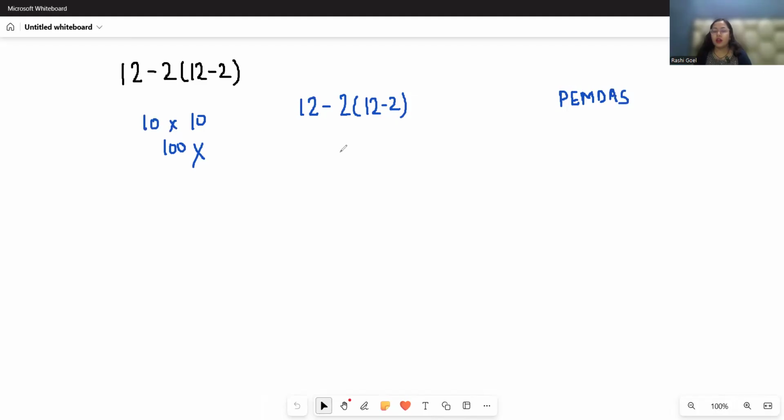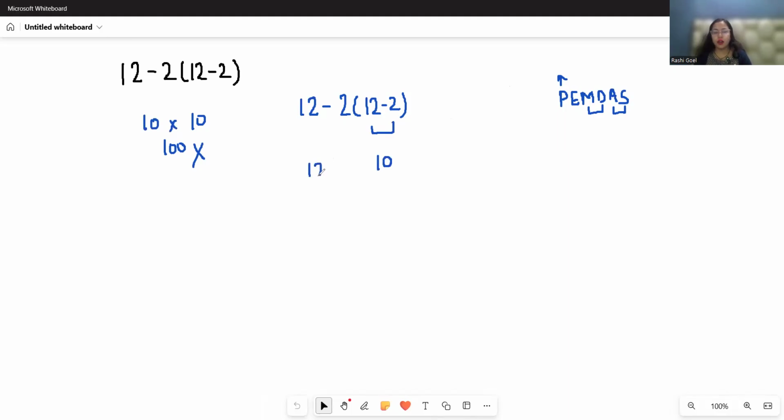So here, first you have to solve the P, that is parentheses, if given like this. Here brackets are given, then exponents, then multiplication and division. Both have the same priority, so just solve them from left to right. Similarly, addition and subtraction. So here the parentheses part is 12 minus 2, which is 10.